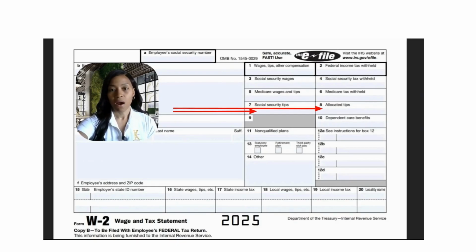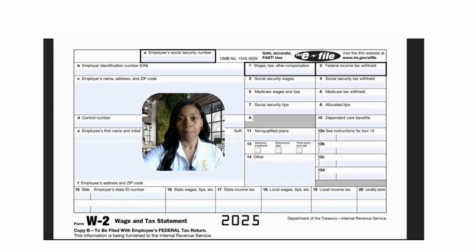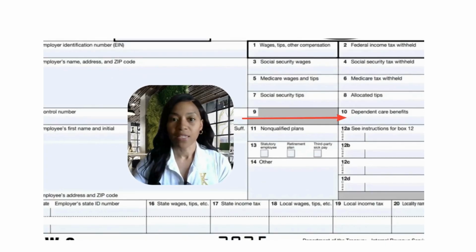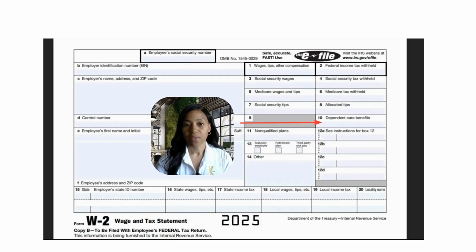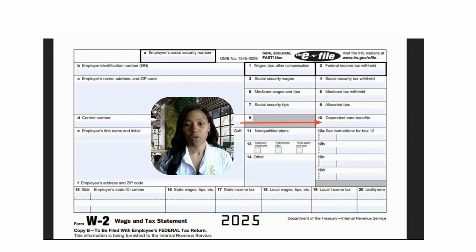Box 7 and 8 are pretty much empty unless you have employers that have paid you tips from customers. Box 10 is if you have expenses for your dependents paid through your employer, like a FSA, flexible spending account. You would generally take this amount, file form 2441, which looks like this, with your return and see how much of it you can deduct from your income when you file your tax return.